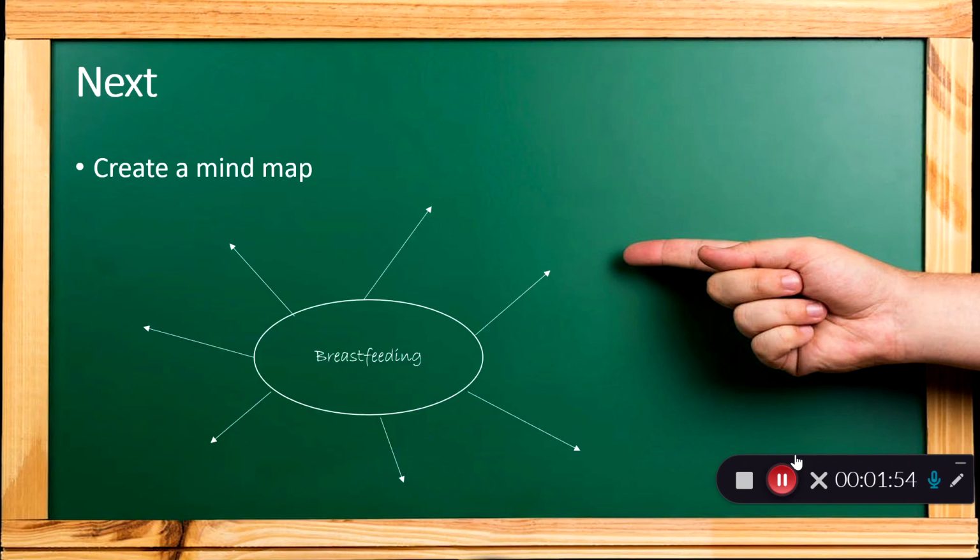A good way to do this is to create a mind map of your topic. Think widely around the topic and look at how ideas are linked together. Write down all of the ideas that come to mind. Don't worry about whether they're good or bad at this stage, just get everything down on paper.